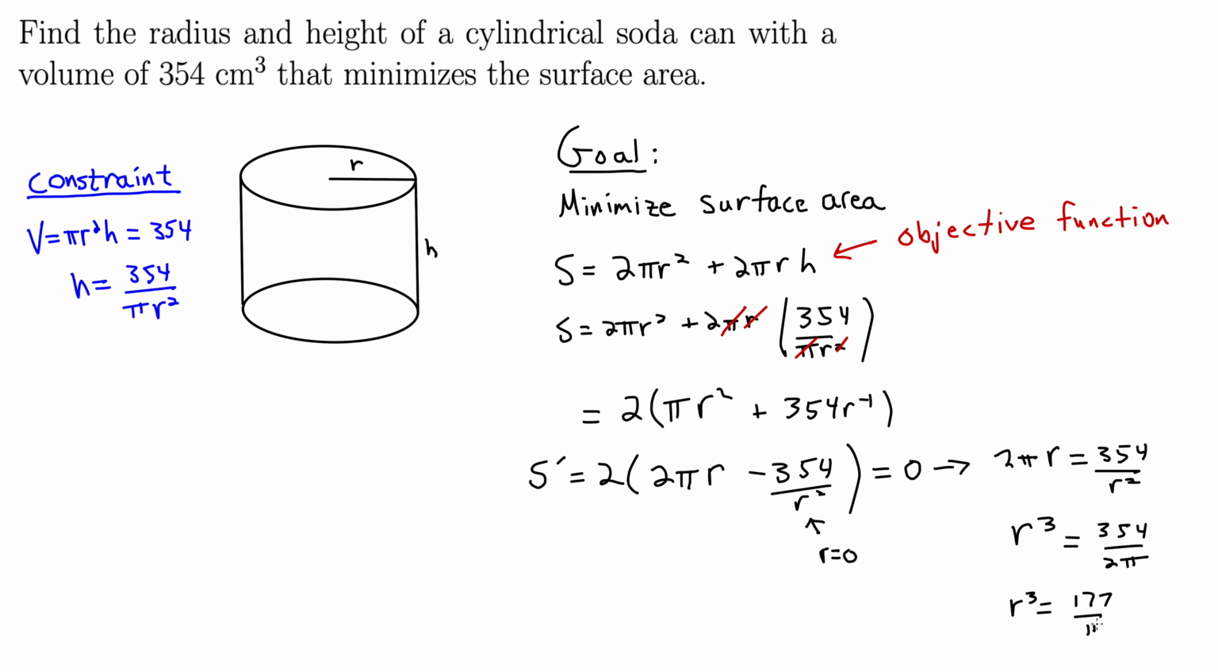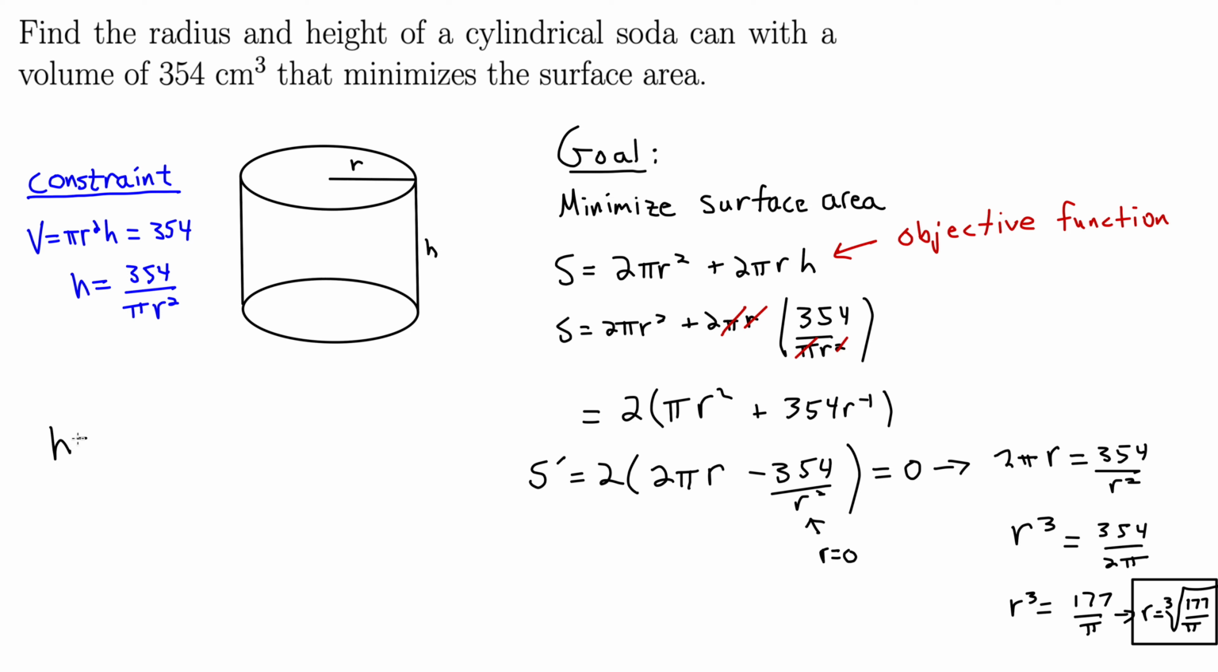And I know it looks terrible, but there's a nice result at the end, believe it or not. So then r would be the cube root of that, the cube root of 177 over pi. Okay, so there's our radius. That's not the particularly interesting part of this example. What is interesting is when we go to look for the height, and we'll do it in a special way. So let's see what happens here.